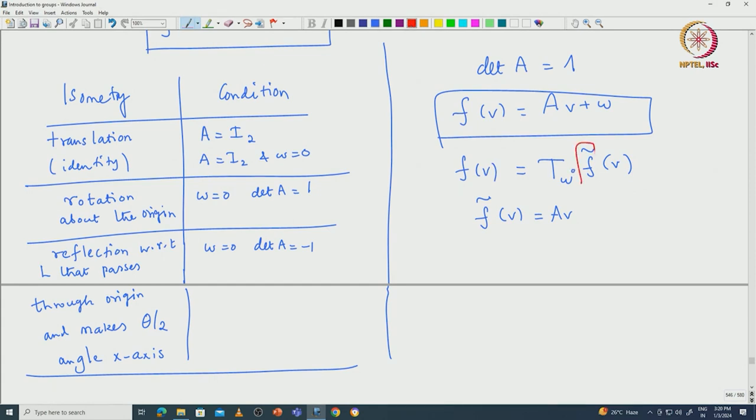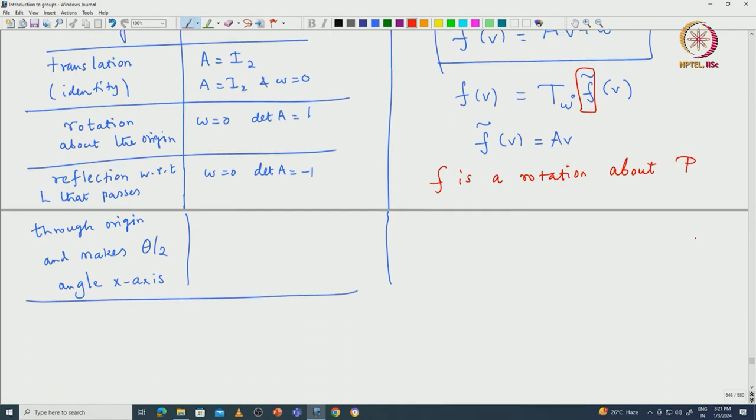This F tilde, which corresponds to the determinant A being 1, is supposed to be a rotation about origin. Now if you take a rotation about origin and then translate further, then all you are going to get again is a rotation, and that rotation now is not about origin, so that is now about this F of 0. So that means in this case F is again a rotation about some particular point. So that is going to be a fixed point P, okay.